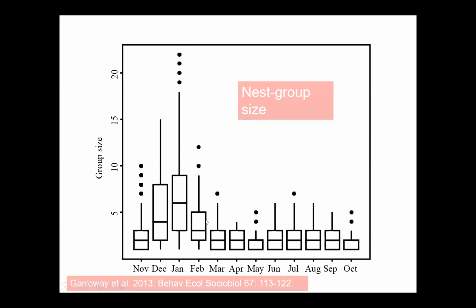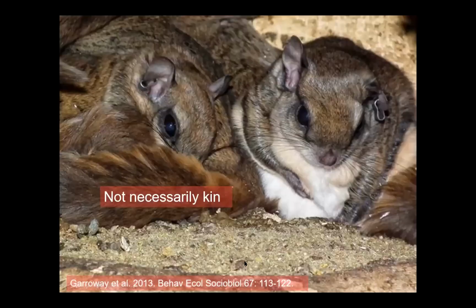And the nest groups, on average, get to be the biggest in the winter. Not surprisingly, they're trying to stay warm. So the largest group size that we had was 22. So this is the mean group size over different months. And the group sizes are biggest in the winter, particularly in January.